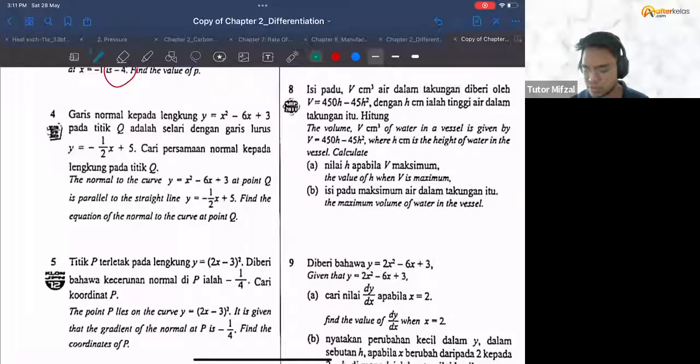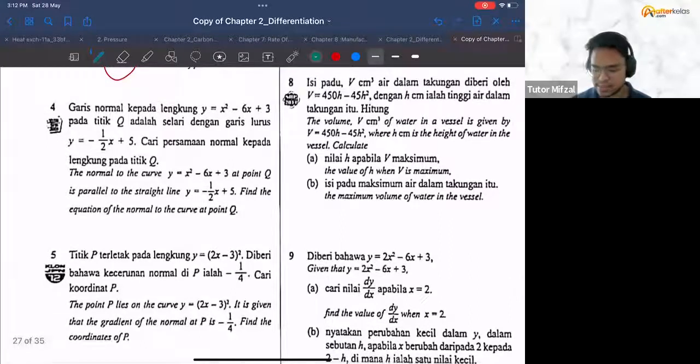So in question number 4, dia kata the normal to the curve y equals x squared minus 6x plus 3 at point Q is parallel to the straight line y equals negative 1 over 2 x plus 5. Find the equation of the normal to the curve at point Q. Now, to make it much more easier to understand, let us draw first. Y equals x squared minus 6x plus 3. Korang buat nak draw ni kan, you tak payah nak serabut sangat pun. Just draw je satu line macam ni. Okay, because we don't know where is the point. This is just a sketch to help us understand the problem better.